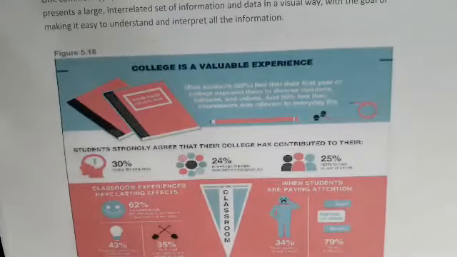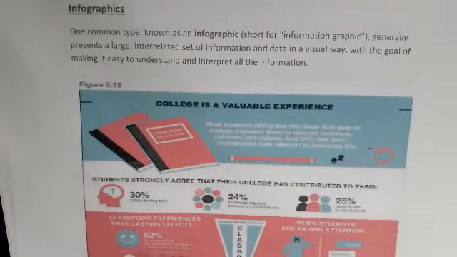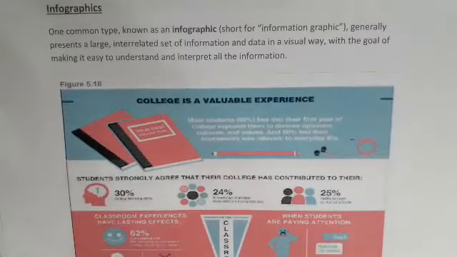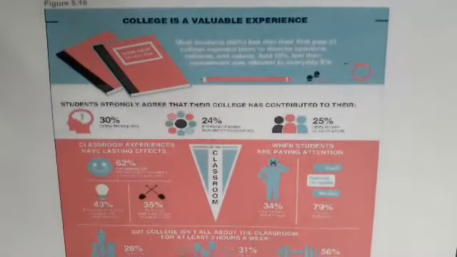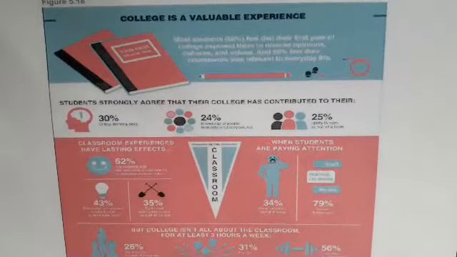Now we have an infographic that's just really hard to read. It's even hard to read when I look at my digital copy of my book. So I'm not really sure what to do too much there. But an infographic, as they say, one common type known as infographic, short for information graphic, generally presents a large interrelated set of information and data in a visual way with the goal of making it easier to understand and interpret all the information. So you're taking all your aspects of your design class and you're creating this sort of visual representation in a really pretty way that attracts people's attention.